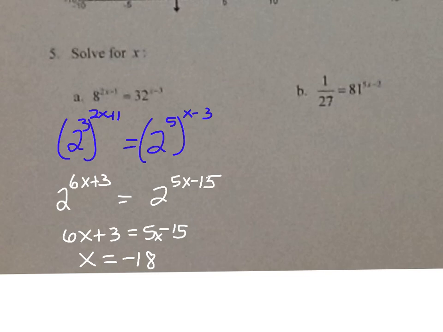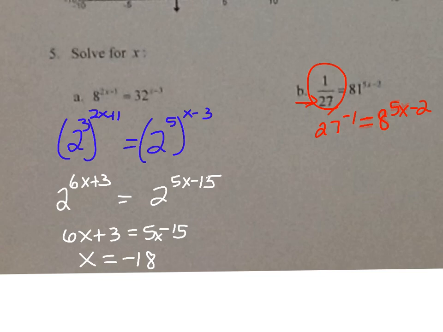All right, so let's take a look at B. So I have a fraction here. So remember, to make the fraction an integer base, I take the denominator and I push it up top and put a negative exponent there, so negative 1. So on the other side, I still have 81 to the 5x minus 2 power.